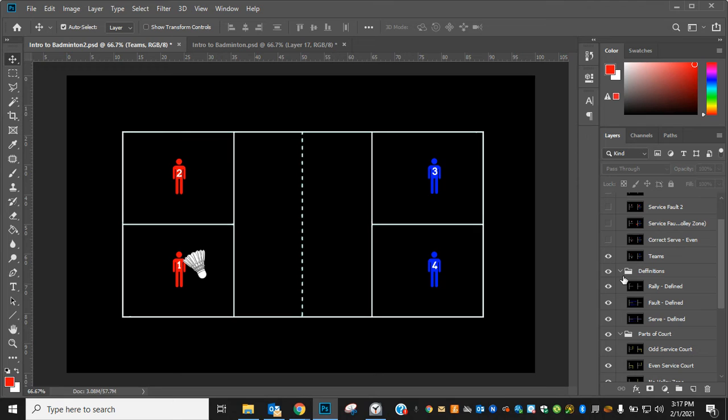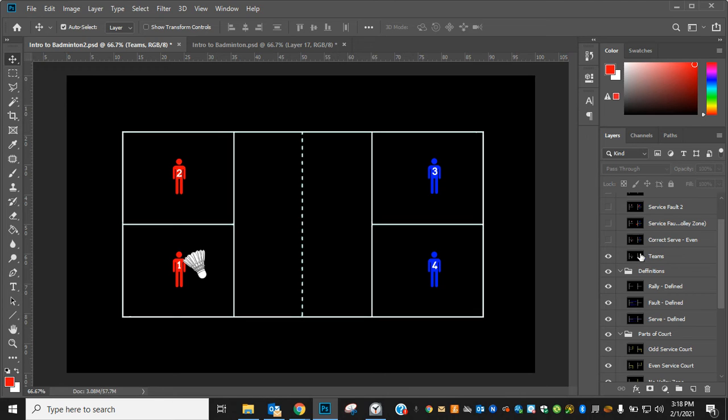Let's take a look at a few examples that I have for you. You can see here that the red team is playing the blue team, and I have numbered each player 1, 2, 3, and 4. In this example, player number 1 is going to be serving the birdie. Because player number 1 is in the even service court, you can assume that the score is an even score. For example, maybe 0-0 or 2-1 or 4-3, etc.